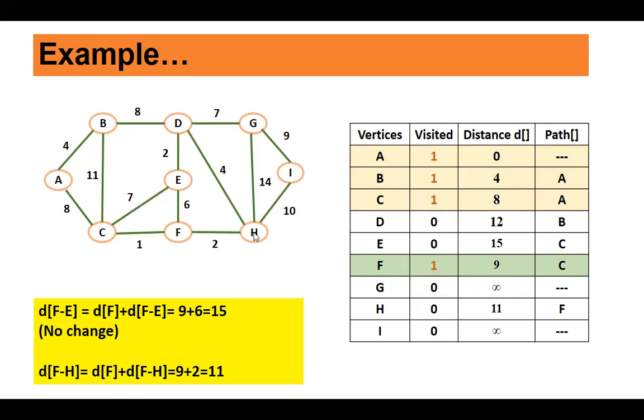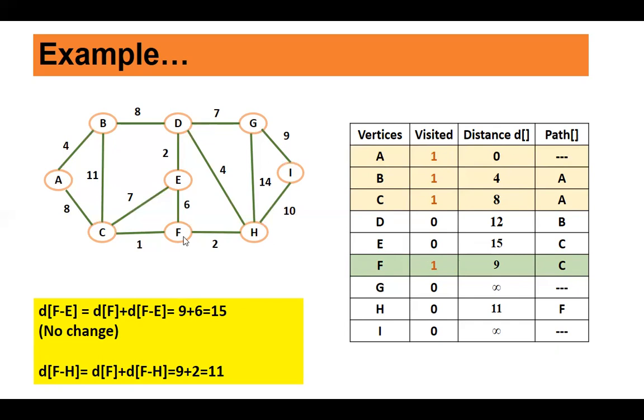Fine. Now calculate the distance from F to E. So how will it be? It is the distance of F plus the distance from F to E. The distance of F is 9. Fine. Distance of F is 9 plus the distance from F to E, that is 6. So the total is 15. The current distance of E is already 15, so we will not make any change. It is the same. It will remain as it is. We are not changing the path also.